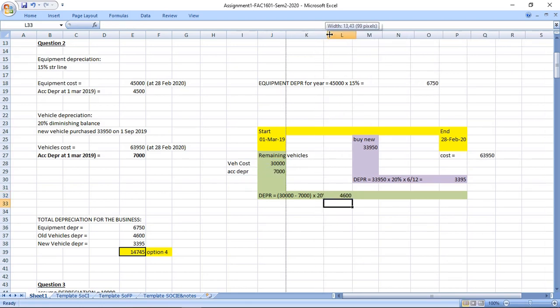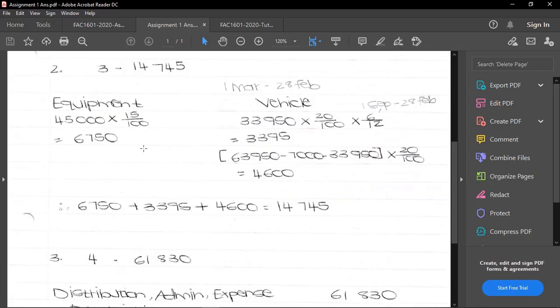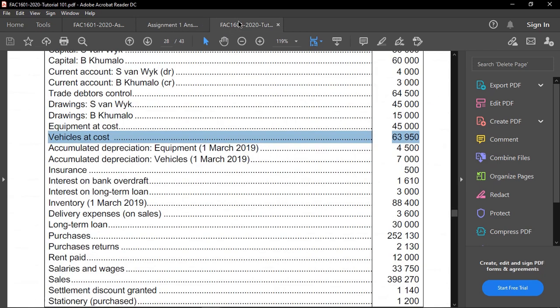Alright, so let's amend this. Is it referenced in the right figure? Yes, it looks like it. The new is fine. The equipment is fine. So then I've got 14,745, which is option 3. Was that what you got? Yeah, perfect. Awesome, great. I definitely agree with you.